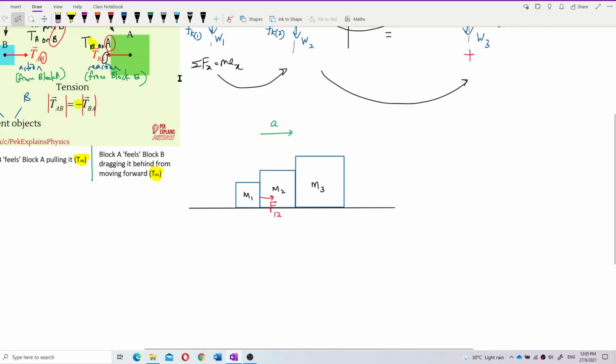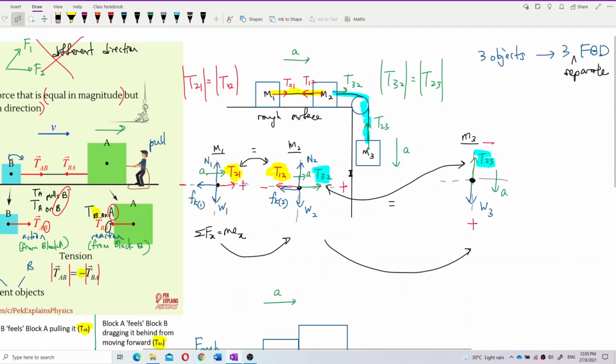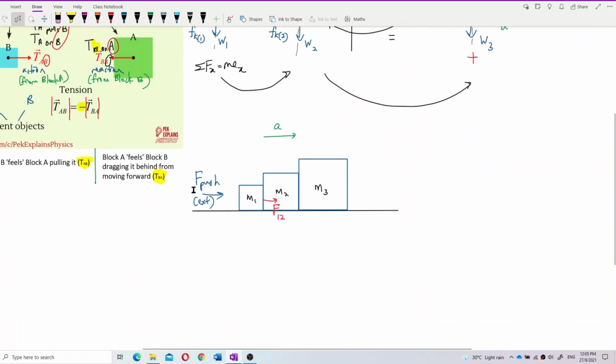Actually, this one has a pushing force over this side. This is the pushing force, or this is actually external force. Understand? External force pushing it forward. Yeah, that's why acceleration. The whole system accelerate to the right.